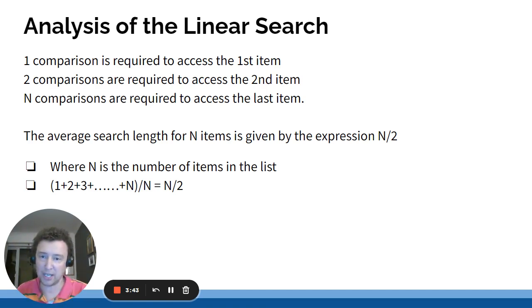The average search length for n items is n divided by 2. So 50% of the time, we're going to find it very, very quickly, and the other 50% of the time, we're going to find it quite far on in the list. So the average is n divided by 2.